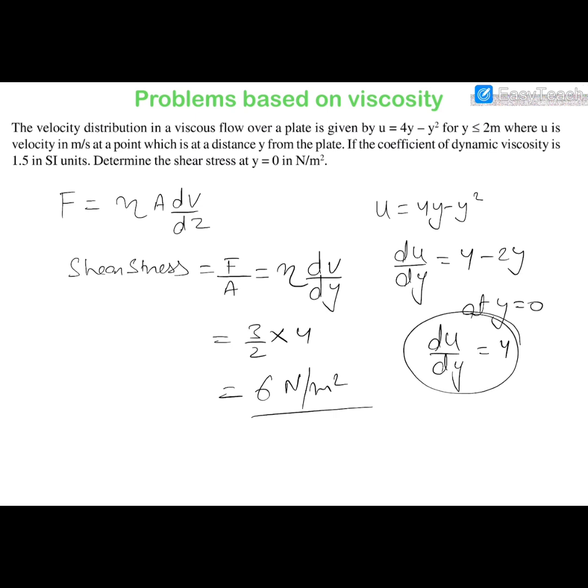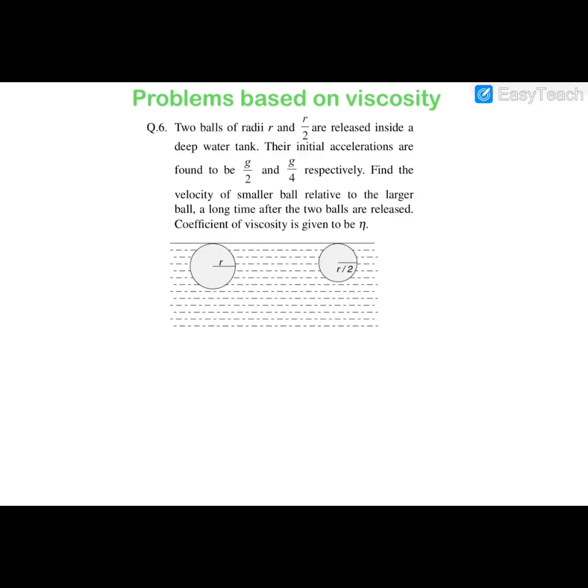Now we move on to the next question. In this question, you can see that there are two balls of radii r and r by 2 which are released inside a deep water tank, and their initial accelerations are found to be g by 2 and g by 4. So the initial acceleration of this ball is g by 2 and of this ball is g by 4. We have to find out the relative velocity of the smaller ball with respect to the larger ball a long time after these balls are released, and the coefficient of viscosity is given as eta.